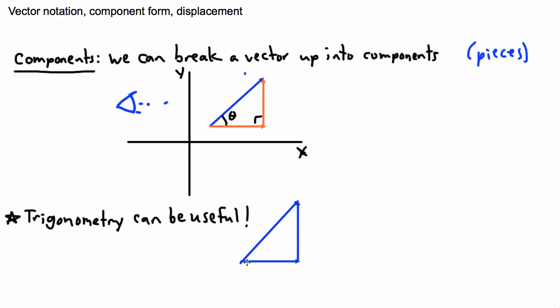So this right here makes a nice right-angled triangle, hopefully. And that means I can take this right-angled triangle, which has a right angle, meaning 90 degrees, right? So this right here is 90 degrees. This right here is my angle theta, let's say. Then I can start naming these different sides.